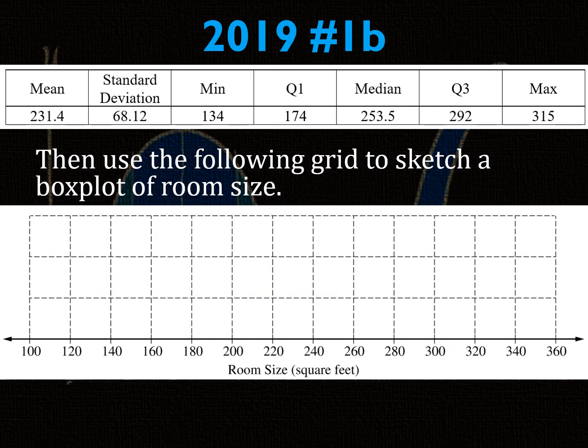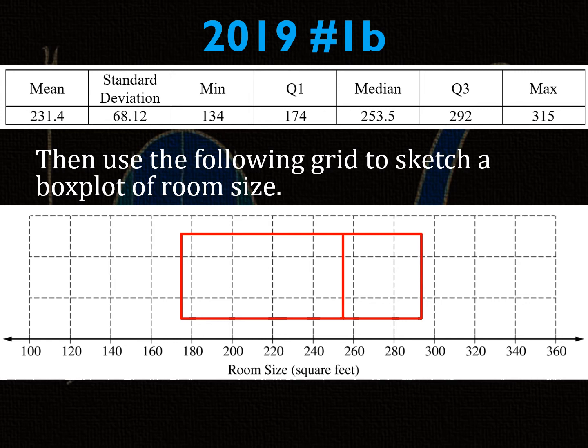Now we're going to draw a box plot of room size with the new numbers. We see the Q1 is at 174, median's at 253.5, Q3 is at 292. Draw the whiskers to the minimum and maximum values. So the minimum is 134, the maximum is 315.